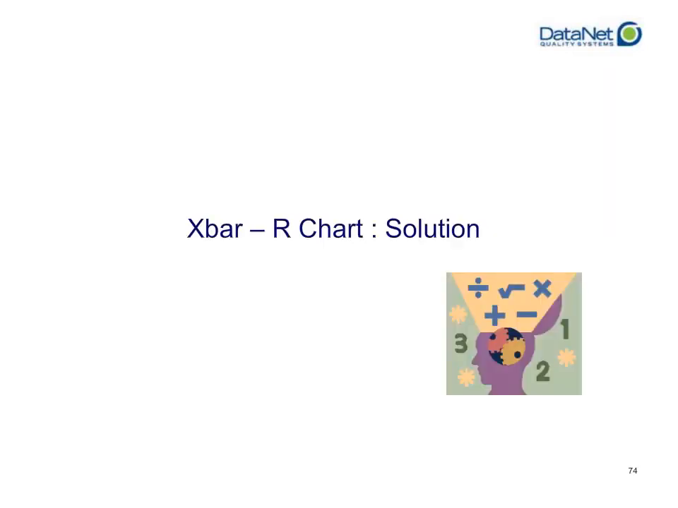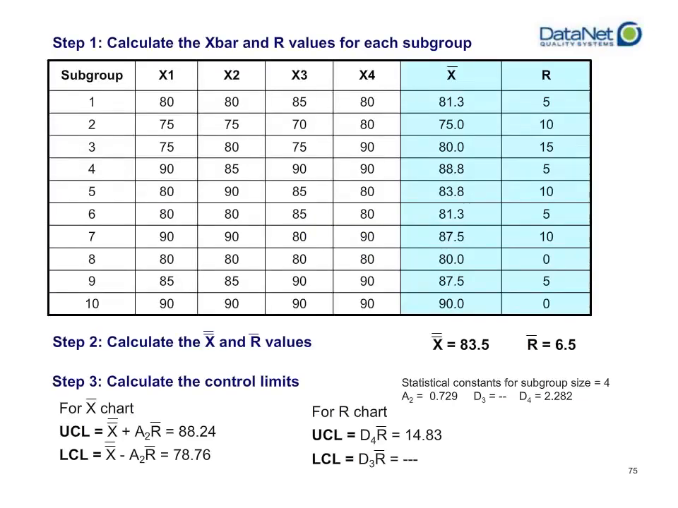So this is the solution to the X-bar and R chart example. Here are the results for all of your X-bar values for each subgroup, as well as all of your R values for each subgroup. Your R values range from 0 all the way to 15, having to do with your volatility, and your averages are somewhere between 75 and 90 for the entire production run.